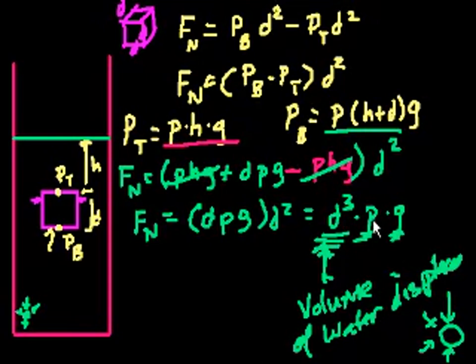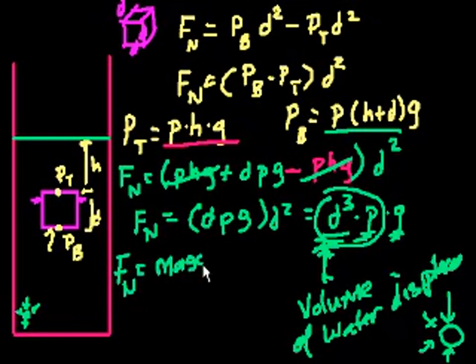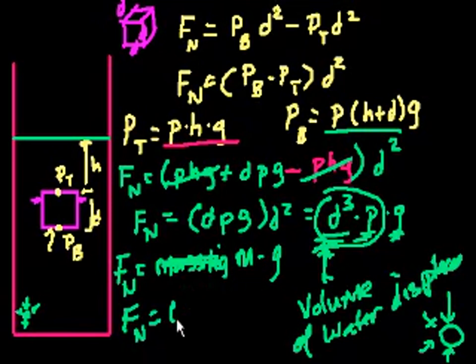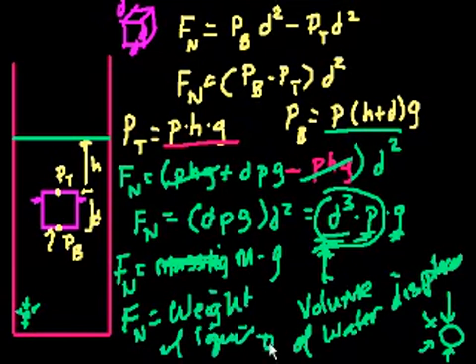So what is this? Volume times density is the mass of the liquid displaced, right? So the net force is also equal to the mass of liquid displaced times gravity. Or we could say that the net force acting on this object is the mass of the liquid displaced times gravity. Well, that's just the weight of the liquid displaced. So that's a pretty interesting thing.